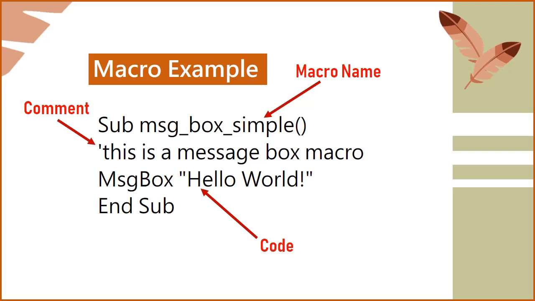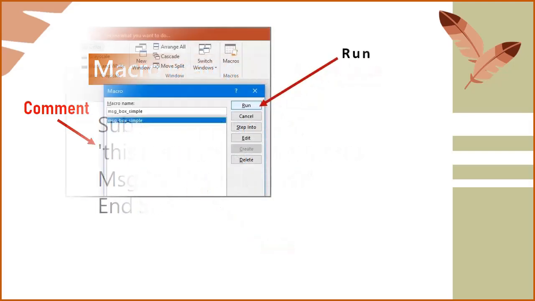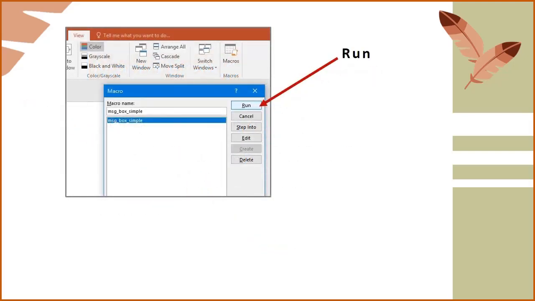The second line is a comment describing the function of the macro. Comments begin with an apostrophe and are ignored by VBA. You can use comments to describe your code in words to help make it easier to understand. The third line is the code to display the message box Hello World. MsgBox is a built-in VBA function that displays a message box. The text message to be displayed should be enclosed in quotation marks. Congratulations, you have created your first macro in PowerPoint.